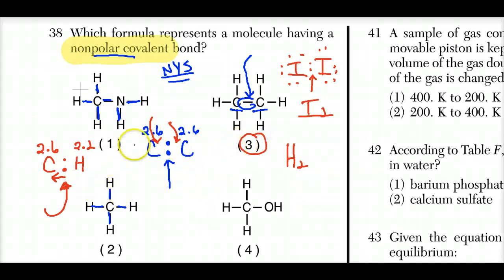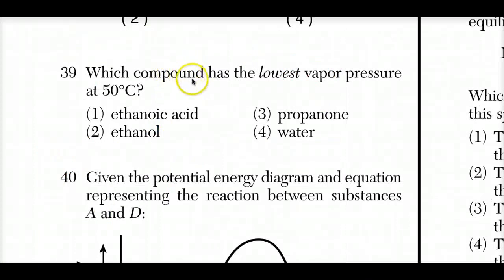Okay? Number 39. Which compound has the lowest vapor pressure at 50 degrees Celsius? All right, well, lowest vapor pressure. Well, vapor pressure is the rate of evaporation. How well does something evaporate?